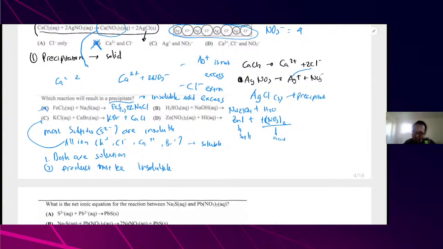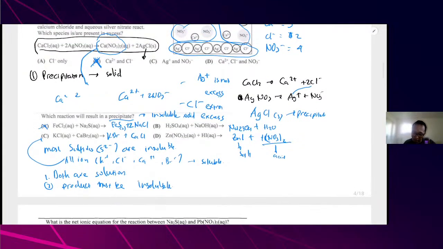Okay, if you take a look at the subscript, if those are insoluble, it will be S, and if the reactants are all soluble, it will be AQ. So the correct answer will be A, FeS.